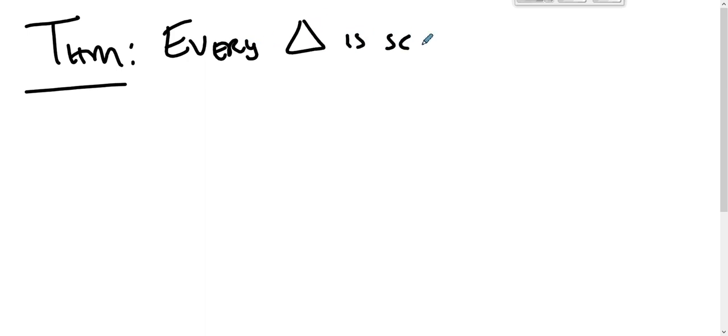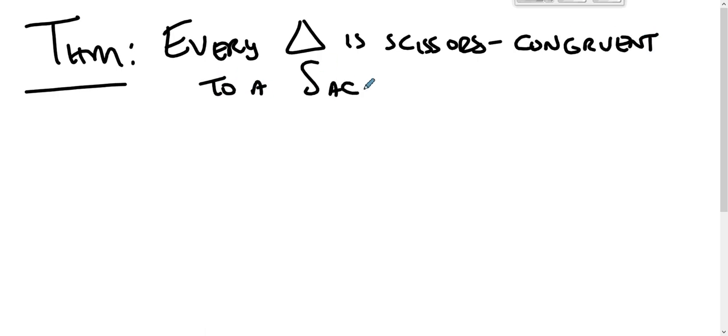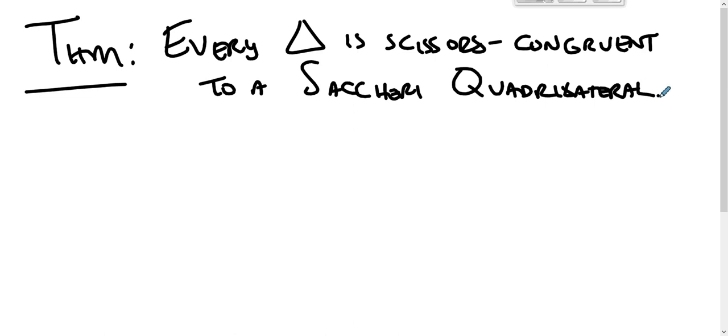Every triangle is scissors congruent to a Saccheri quadrilateral, or a Khayyam quadrilateral. In Euclidean geometry, this automatically means that every triangle is scissors congruent to a rectangle. And here's the way that we do this.